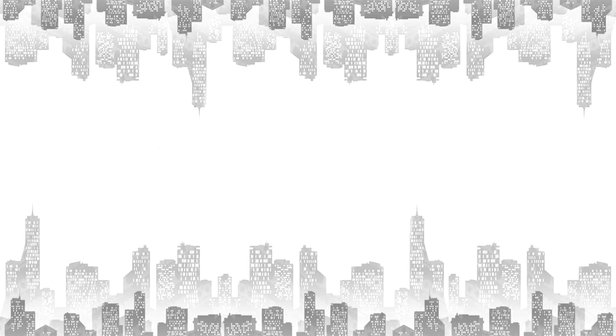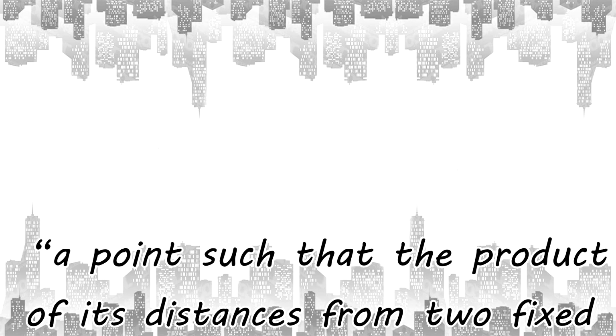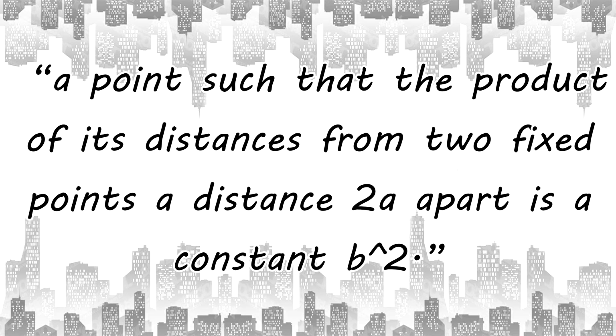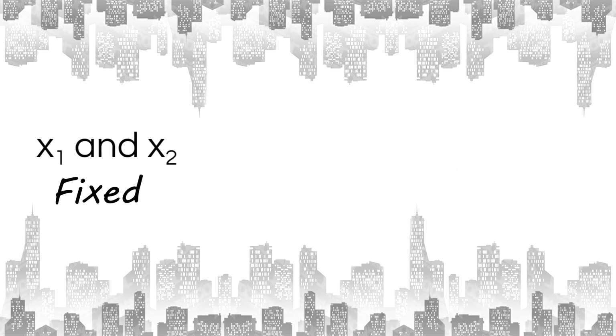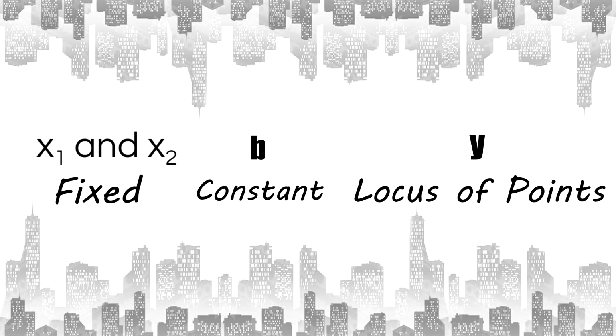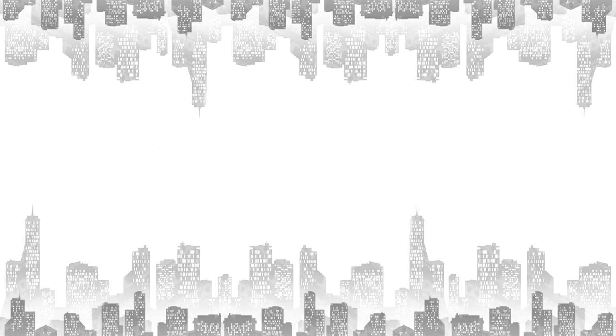So in the Cassinian ovals, there's a point such that the product of its distances from two fixed points, a distance 2a apart, is a constant b squared. According to Wolfram math, of course. So most of you don't get that. Yeah, neither do I. So let's have the two fixed points as x1 and x2, and let b be the constant, something that doesn't change. And the locus of points is y. The locus of points is just a set of points that meet the requirements. In our case, the requirements are just any points on the oval.